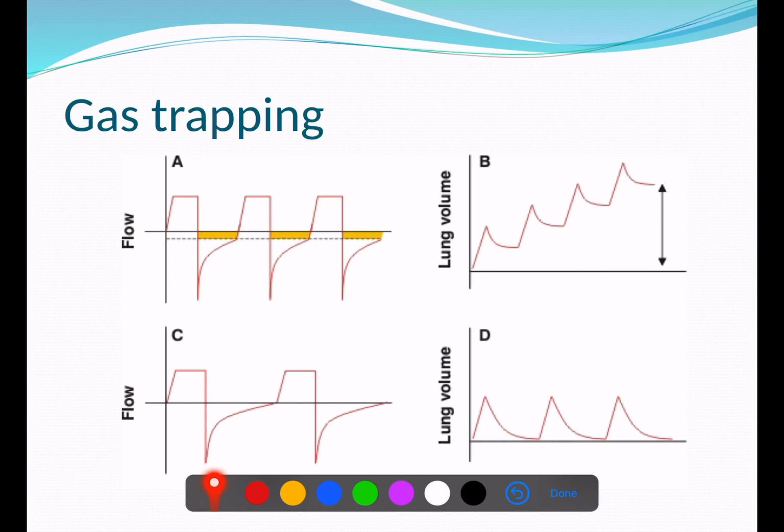If they haven't, you need to extend their expiratory time to allow them to breathe out. Can you see this is too short? It's not allowing it. But by extending out your expiratory time, you're now able to get more of the gas to come out. So you've extended your I to E ratio.